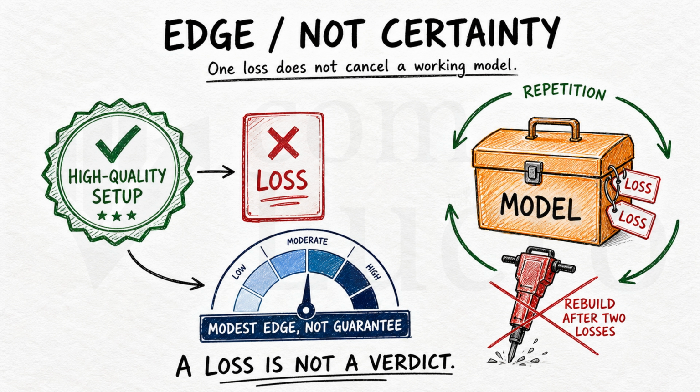One caveat that outweighs any pattern: even a high-quality order block fails. A losing trade is not proof that your read was wrong. The best strategies available give you a modest edge, not certainty, and the trader who rebuilds his entire model after 2 losses is destroying the only thing that made it work in the first place: repetition.